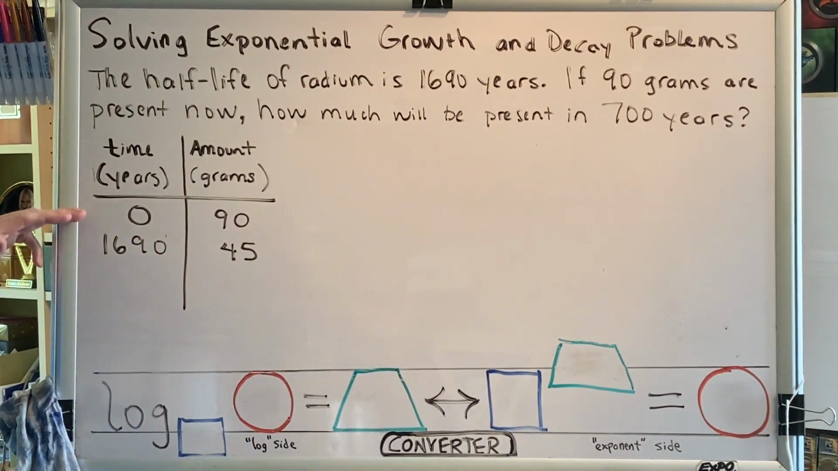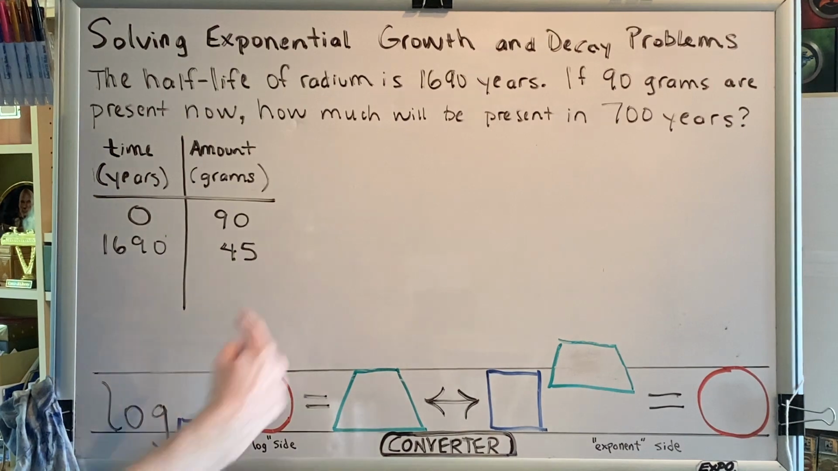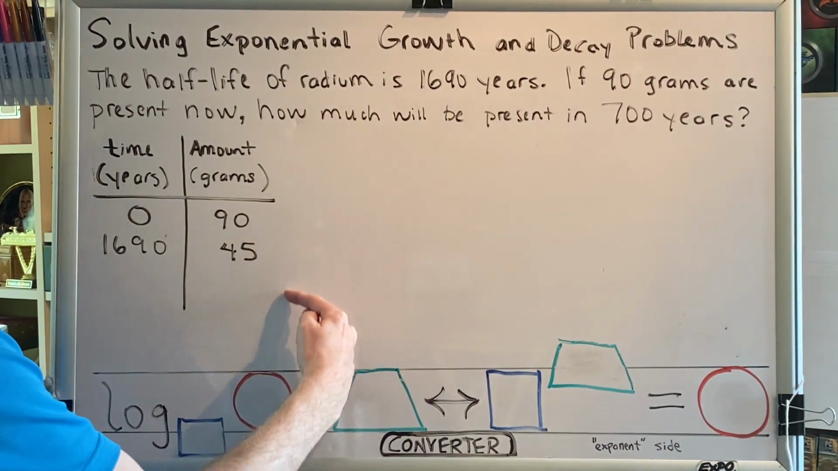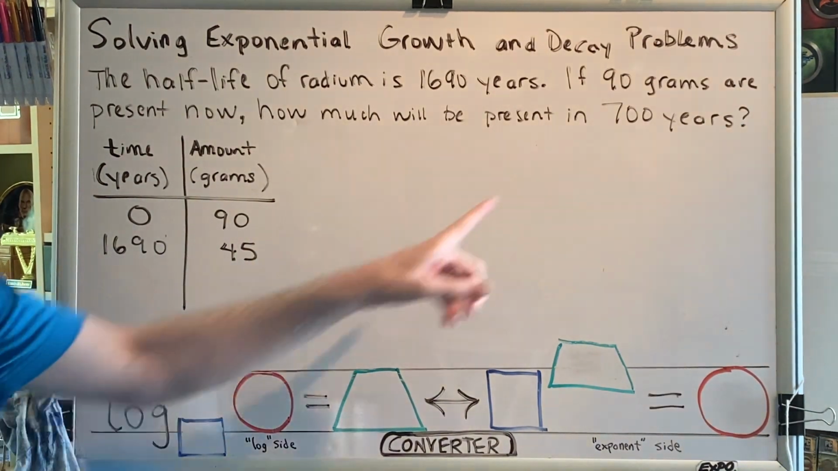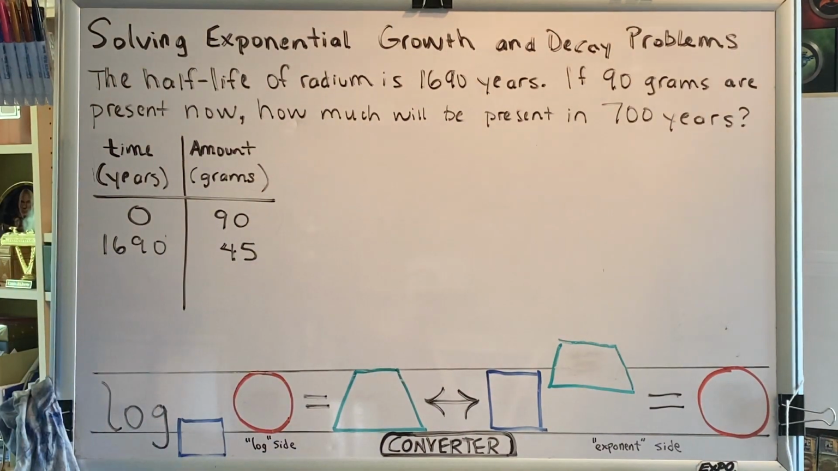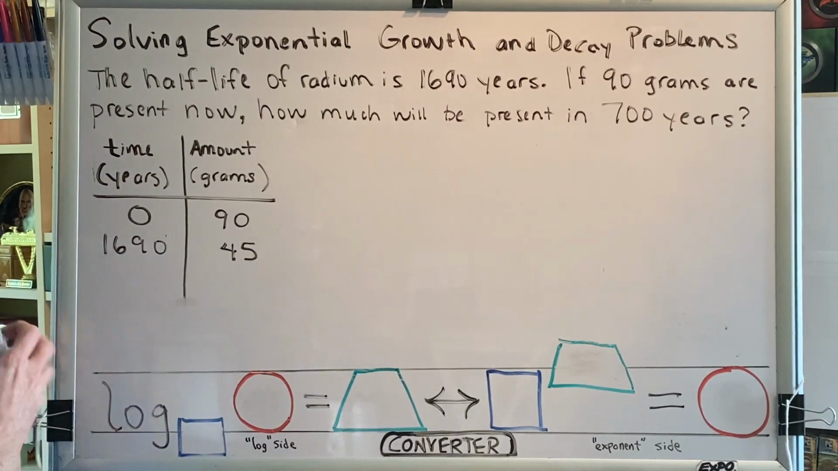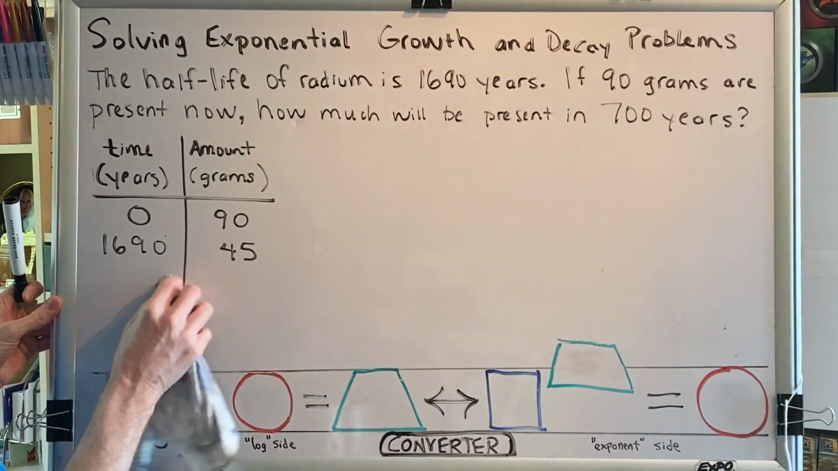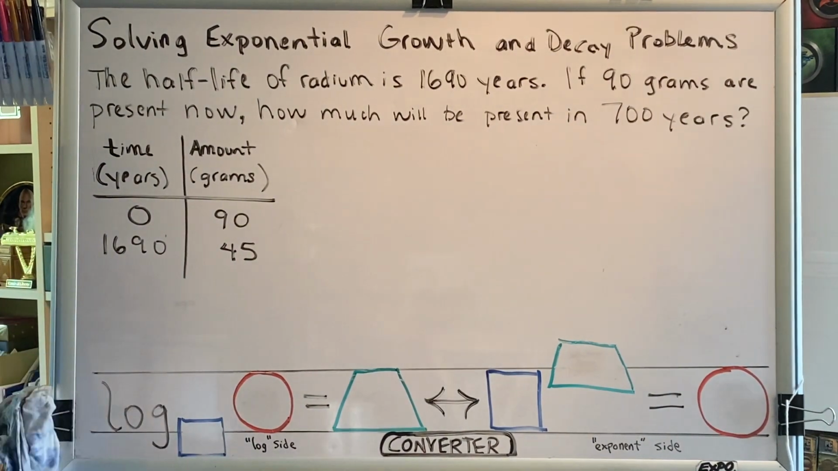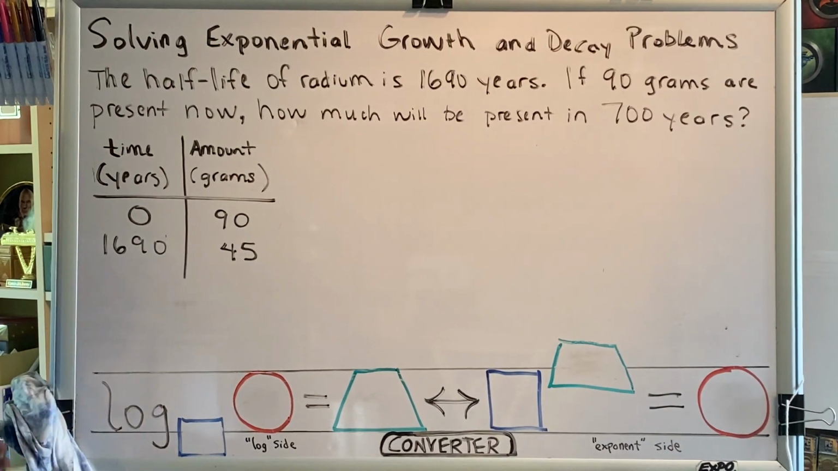Now, if I were to continue this pattern, adding 1,690 over and over again on the left, and dividing by 2 over and over again on the right, would I eventually get the number 700 years to appear in my table? The answer is no. It's somewhere in between 0 and 1,690, so creating additional rows for the table is not going to help us. Therefore, we are not able to solve this problem the short way. But by creating the table, it's given us the information we need to solve the problem the long way.